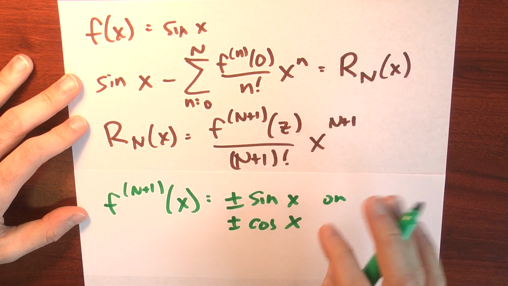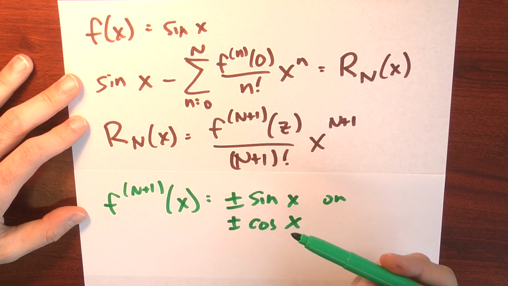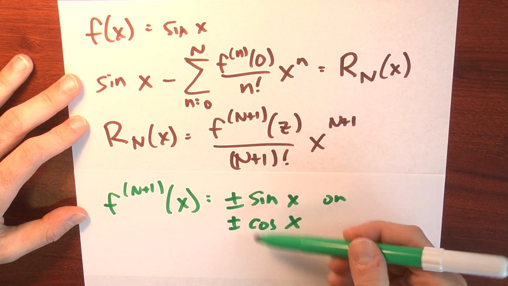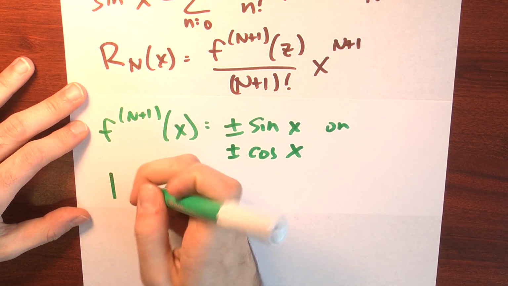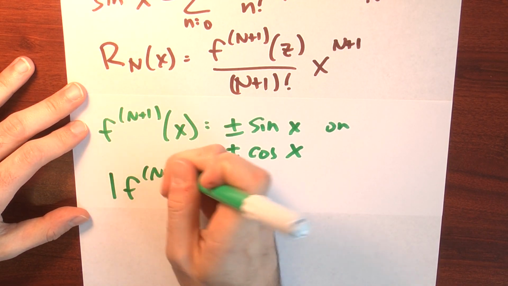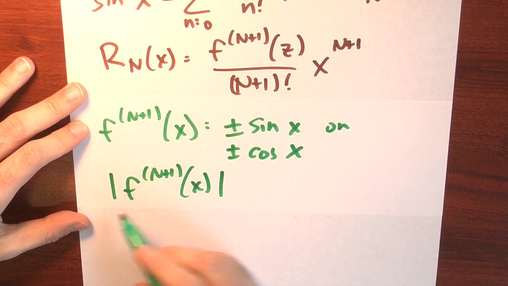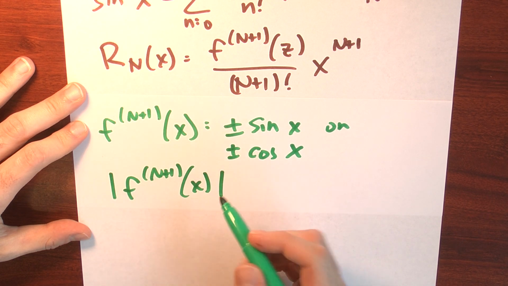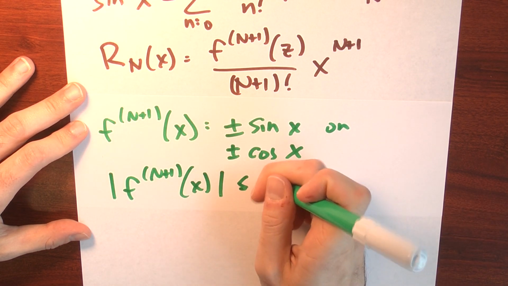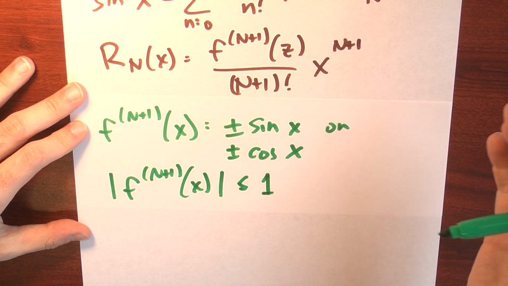But regardless of how many times I differentiate sine, I'm getting one or the other of these things, maybe with a plus or a minus sign. And what that means is that regardless of what big N plus 1 is, the absolute value of the big N plus 1th derivative of sine at some point x can be no bigger than 1 in absolute value. So I can use this knowledge to say something about the remainder.